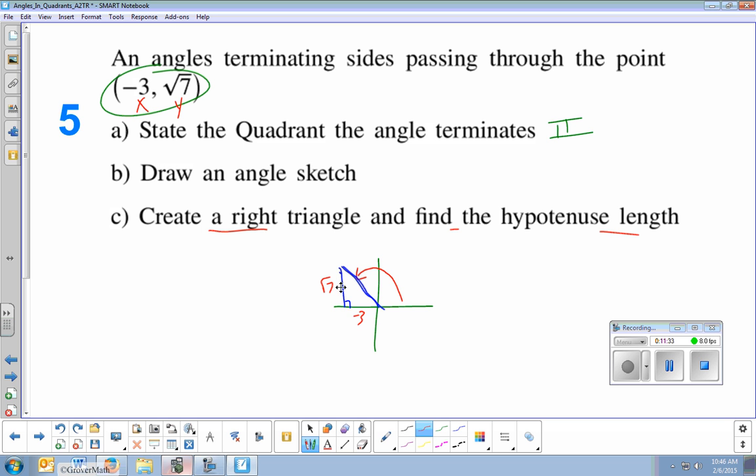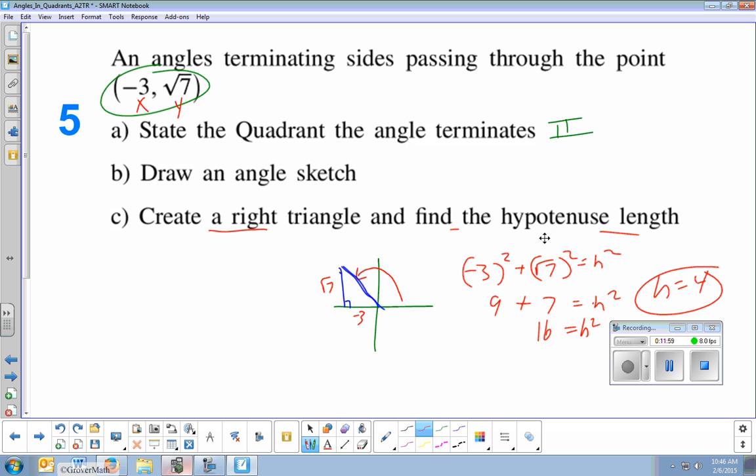Now I could just do a little Pythagorean theorem to find that hypotenuse length. -3 squared plus rad 7 squared, and -3 squared is 9. Rad 7 squared is 7. 9 plus 7 equals 16. So this equals h squared. And so my hypotenuse is going to be 4. That's always a positive number. Your hypotenuse is always positive.